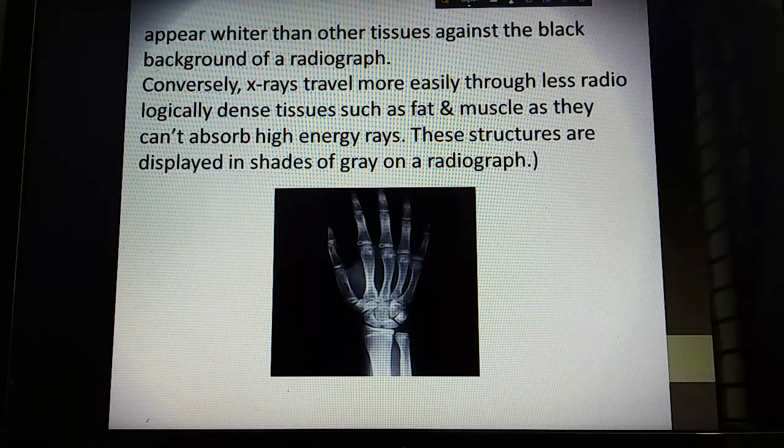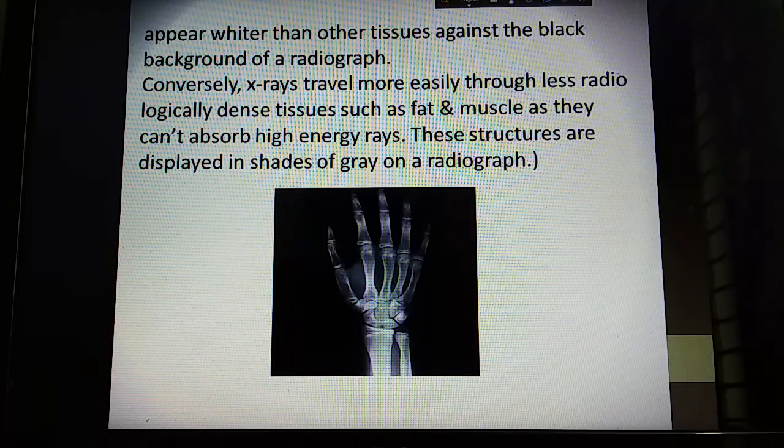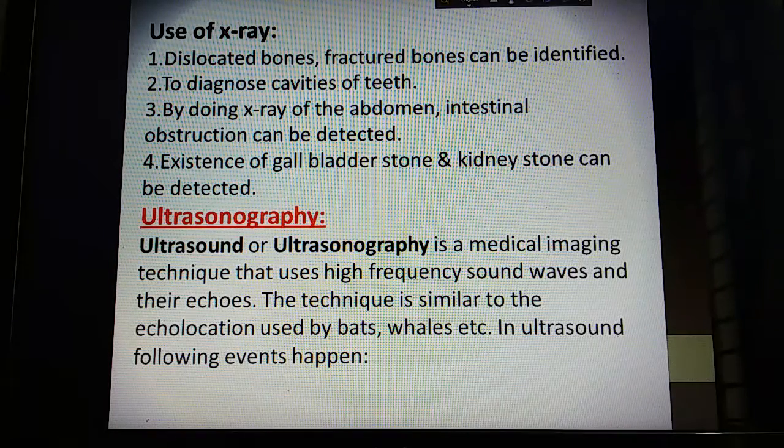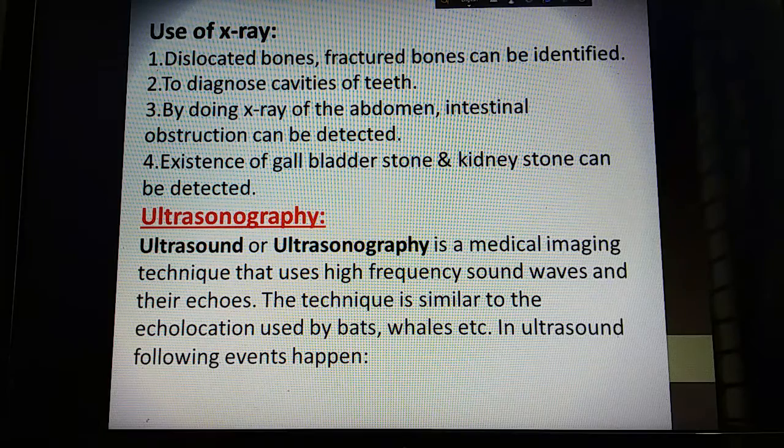So this is the process of doing an X-ray using an X-ray machine. So what are the uses of X-ray? We are just using X-ray, but what are the purposes of using it? Most of the time, X-rays are done for determining dislocated bones and fractured bones. Dislocated bones and fractured bones can be identified by doing an X-ray.